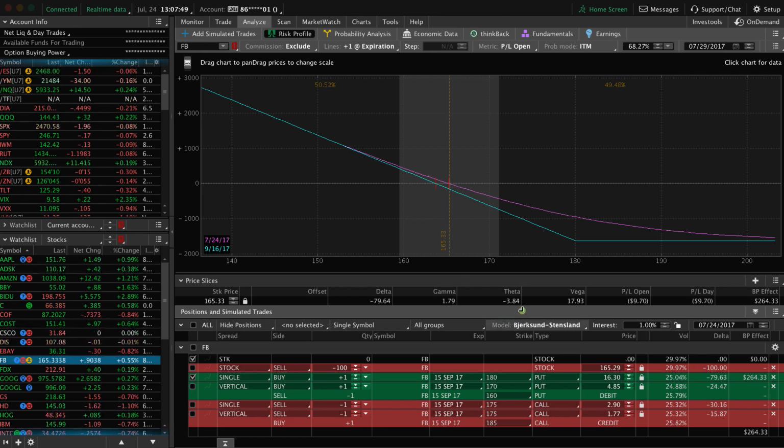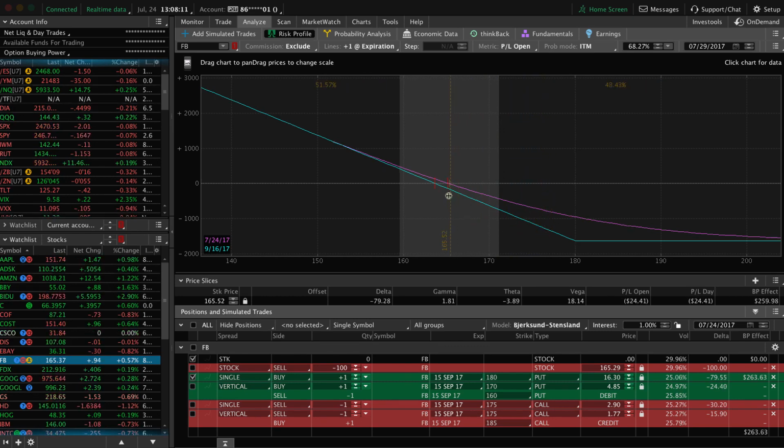Or another way to look at that is if you look at the theta, you're losing about $3.82 a day if the stock just sits there. So it needs to make a move in your direction fairly quickly for you to profit. And the more it moves against you, the more negative that theta gets. As you can see, the theta number continues to go down as I move the hash mark.